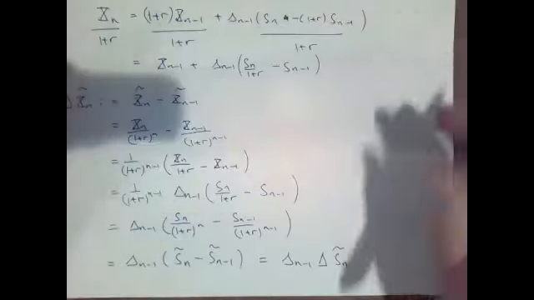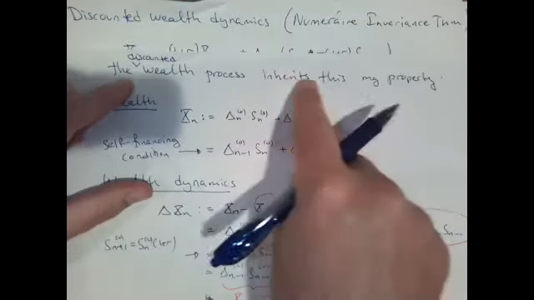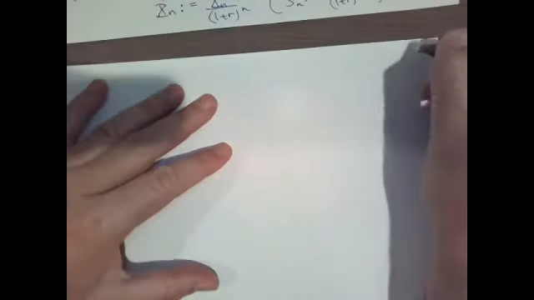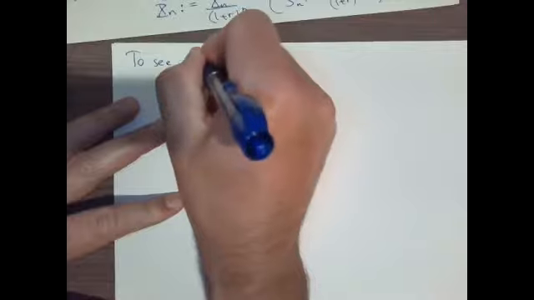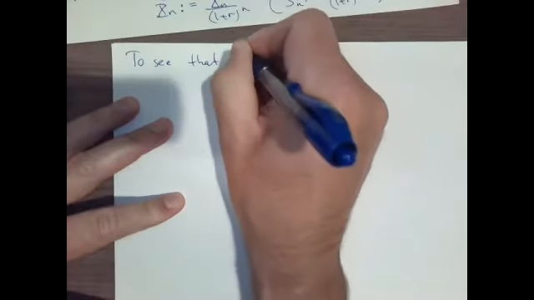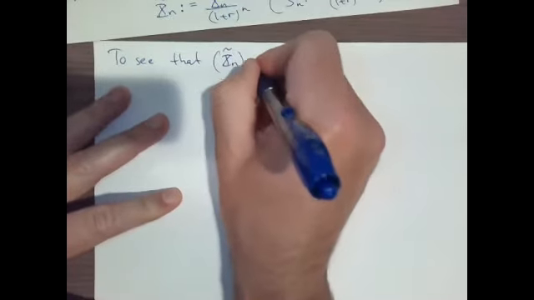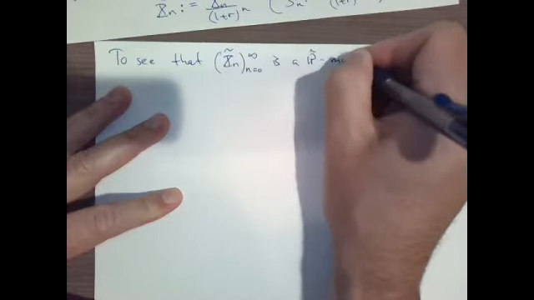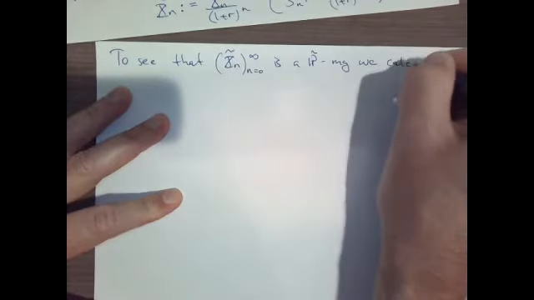And why did we go through this pain that took us 12 minutes to calculate? Well, it is simply to prove that the discounted wealth process inherits the martingale property. And so now we can prove that. And so to see that xn tilde is a P tilde martingale, we calculate.